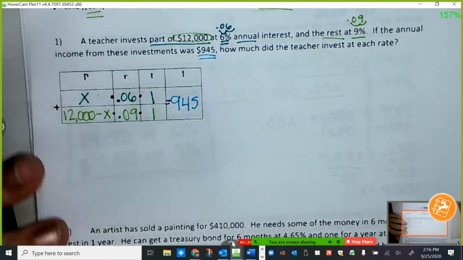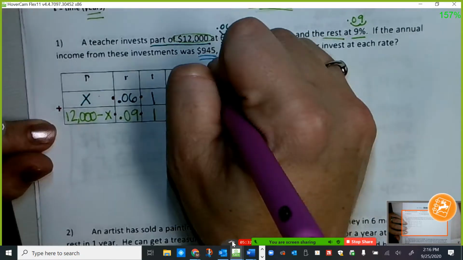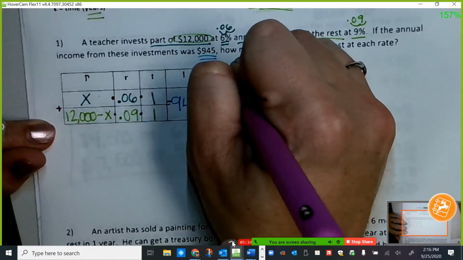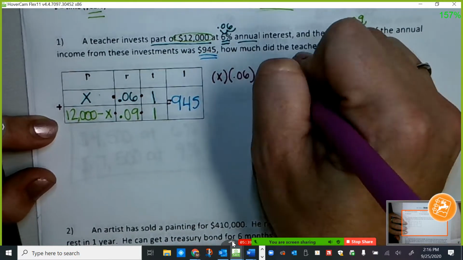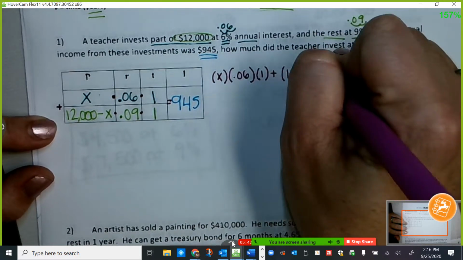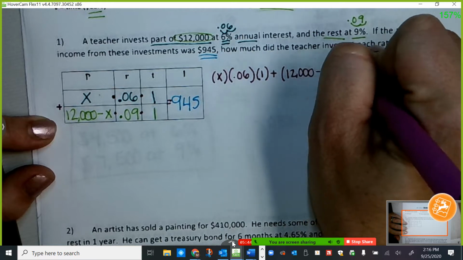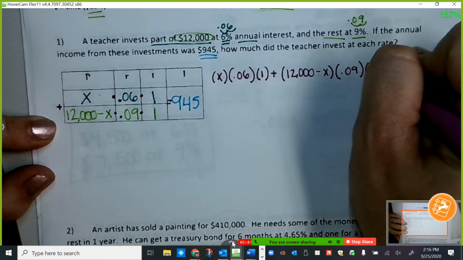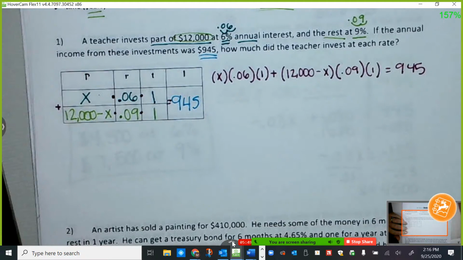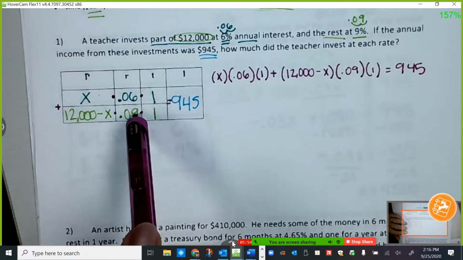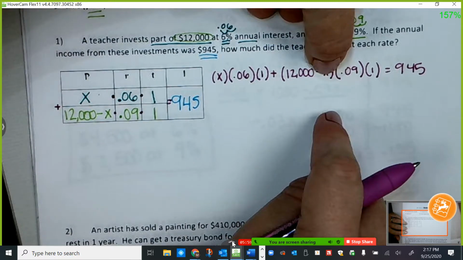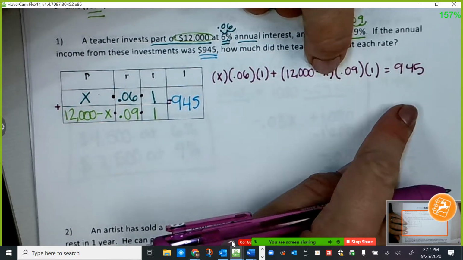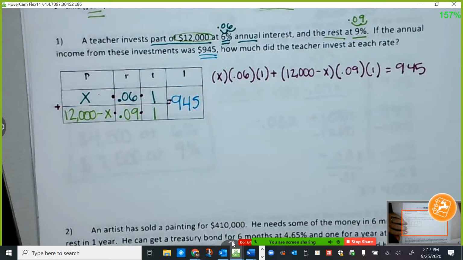So we're going to set that up outside of there. I just like to show it to you there. So it's going to be X times 0.06 times 1 plus 12,000 minus X times 0.09 times 1 equals 945. Now, do you see that I wrote everything exactly the way I had it in the table? I've had lots of mistakes today where people forget this minus X and then solve, and that makes a huge difference. So you took away a whole part of this.